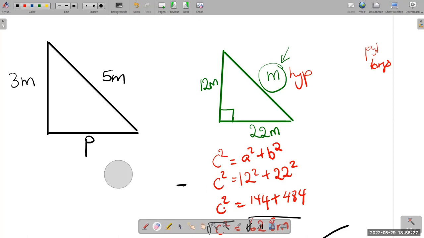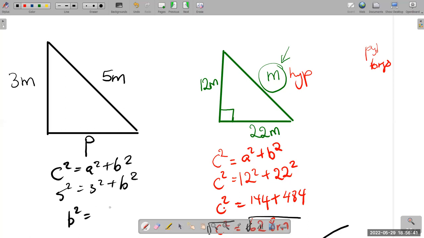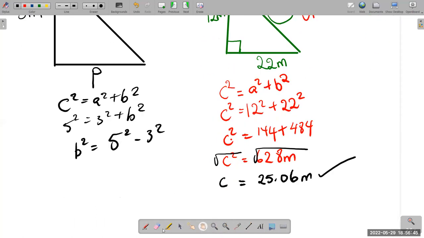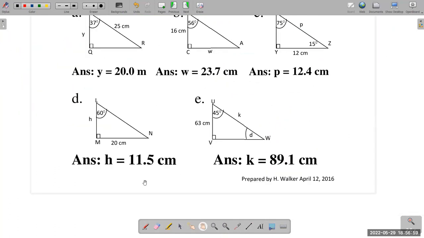Okay. All right, so I see the answers. Excellent job. So usually the formula is C squared is equal to A squared plus B squared. So 5 squared is equal to 3 squared plus B squared. We want B squared, so we transpose. So B squared is equal to 5 squared minus 3 squared. And so what we have here is, you realize I'm bringing it down, 25 minus 9. So B squared is 16. So B is 4 meters. Excellent. All right, so let me run through some of these questions here.